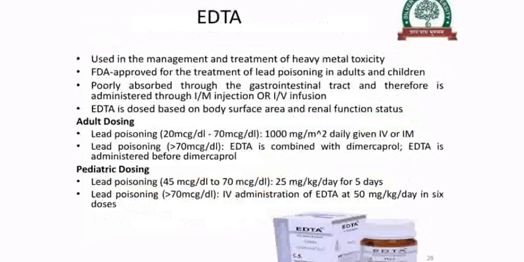In lead poisoning, the dose is around 20 microgram per dL of blood, given by IV or IM. For adults, lead poisoning is greater than 70 microgram per dL, and it is combined with dimercaprol, that is BAL. EDTA is always administered before BAL or dimercaprol. EDTA is approved by the FDA for the treatment of lead poisoning in adults and in children.